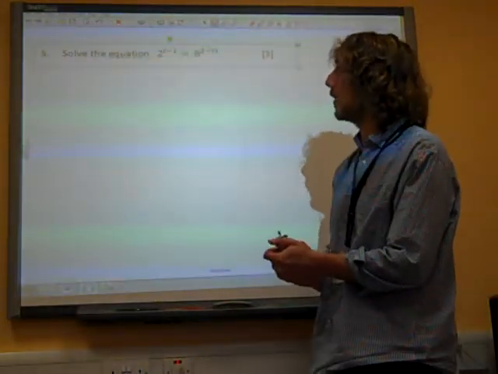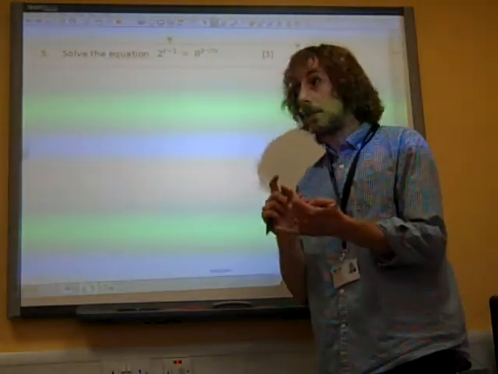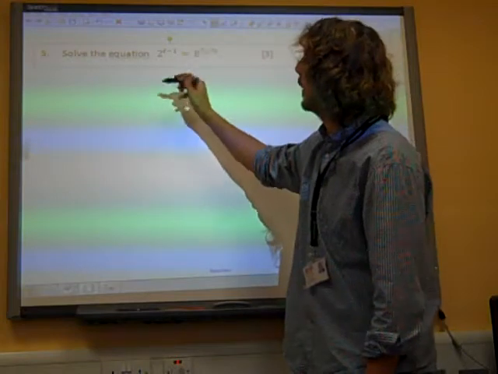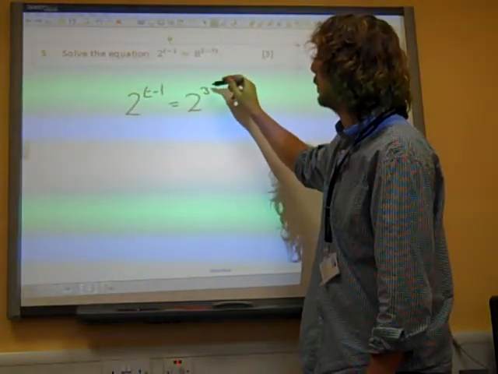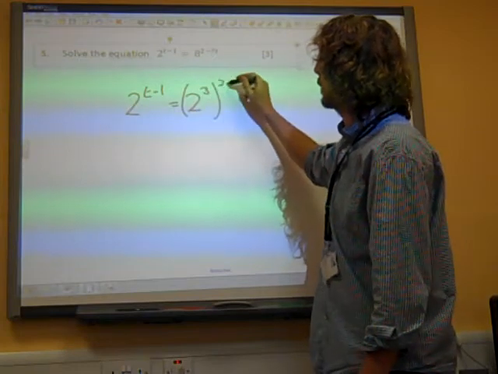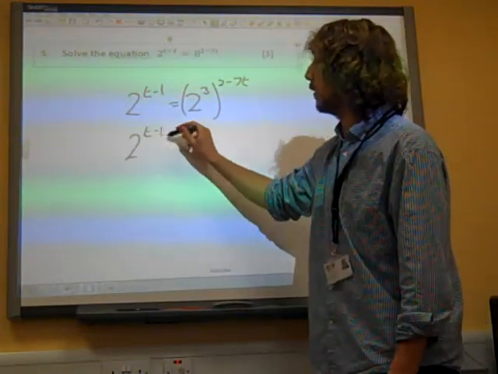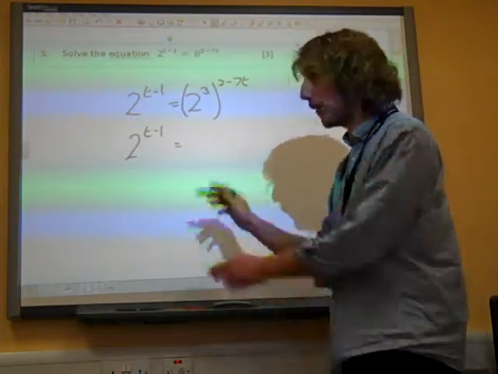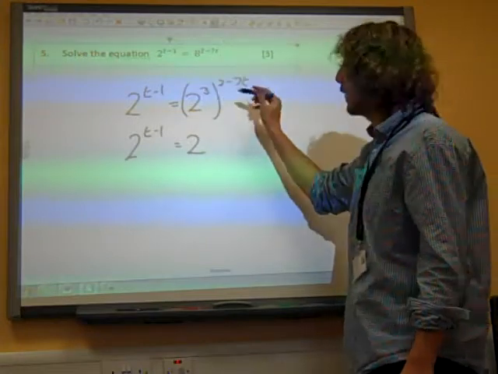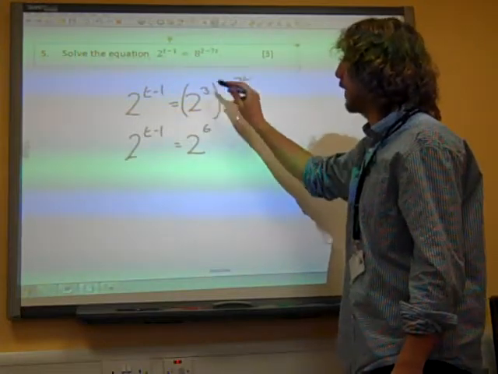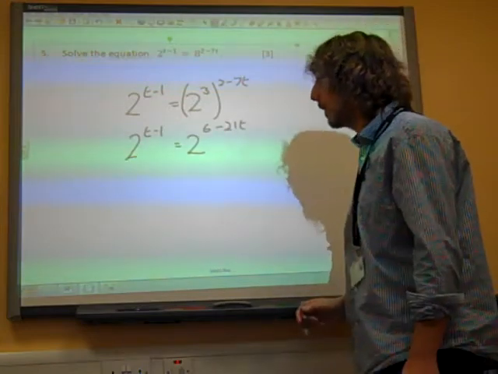solve the equation 2 to the t minus 1 is 8 to the 2 minus 7t. We need to get it in terms of the same base number again, so we're going to start by saying 2 to the t minus 1 is 2 cubed to the 2 minus 7t. Again, using our laws of indices, we would multiply the powers. Be careful to multiply the whole thing. So it's 2 times 3 is 6. And 3 times the minus 7t, so minus 21t.